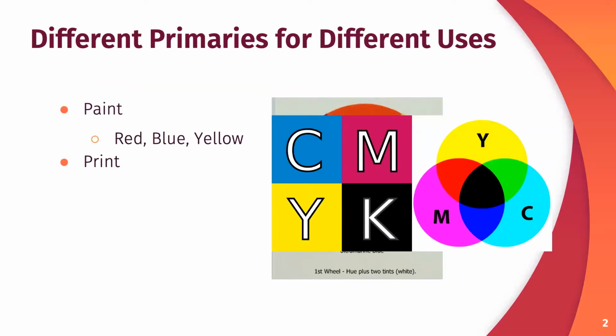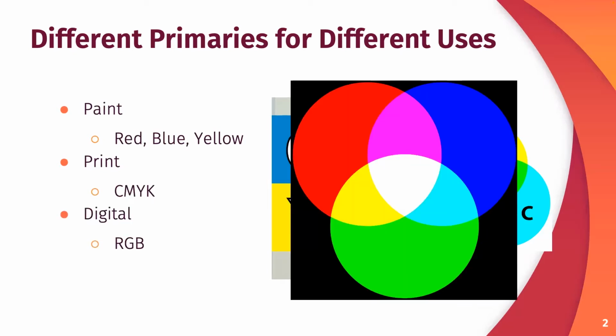And the next category is print. And this is cyan, magenta, yellow, and black. And these primaries, you may or may not be familiar with unless you've had to refill your printer ink, but these colors are responsible for everything that we see in print, such as magazines, flyers, posters, banners, even full color vinyl vehicle wraps. The last category is digital, and this is RGB.